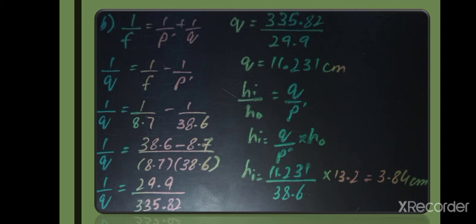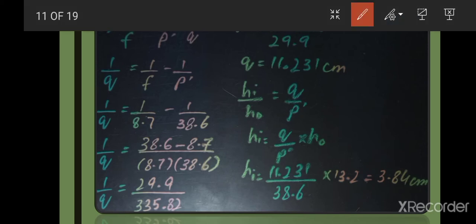By taking 1 by q to the other side, you can also use q dash here, because it will also change, so that we can say it is different from the first one. 1 by q dash will be equal to 1 by f minus 1 by p dash. Putting the values and solving will give you q dash equals 11.231. Now it is different from the first.